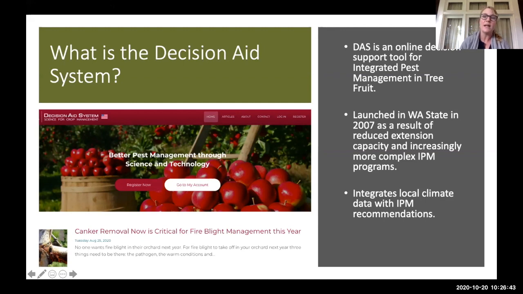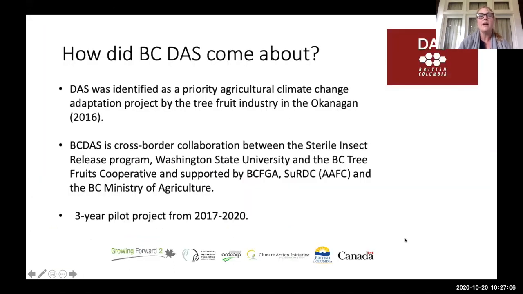So this project had been established in Washington State. We'd been very interested as an industry here in British Columbia because we do share a lot of similar pests and diseases as well as climate. And we really liked how the local climate data was integrated with the IPM recommendations that were available on screen for the producers. So when the Agriculture Climate Change Adaptation Project had come through the Okanagan, and in consultation with the industry, the DAS system itself was identified as something that we were very interested in.